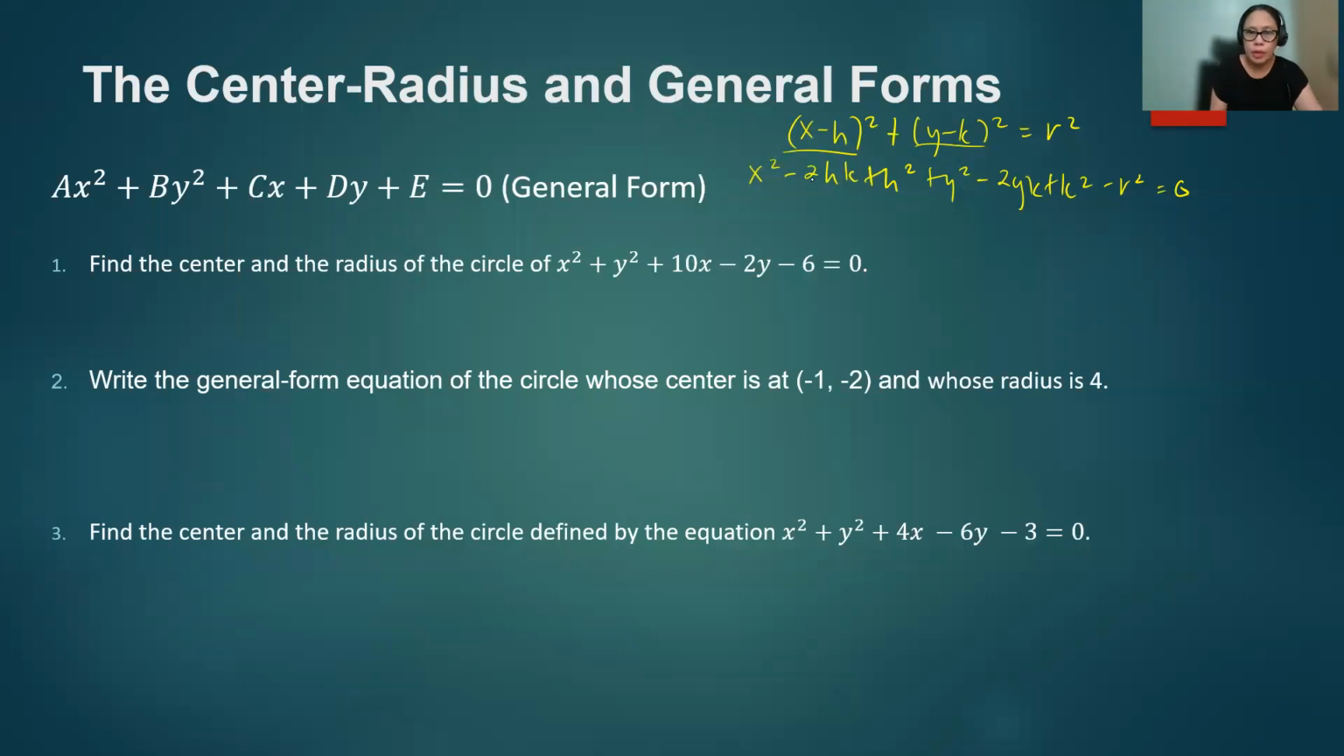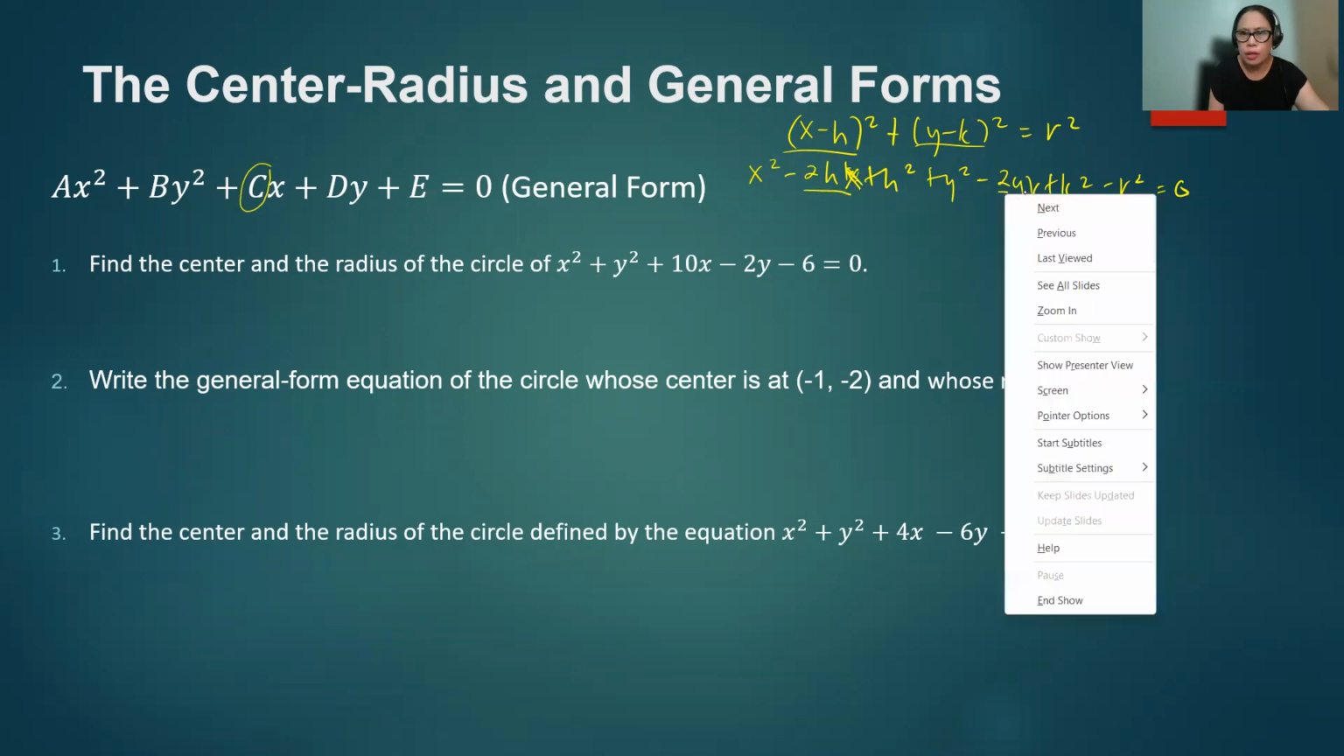Now, this minus 2h here, class, is the coefficient of, this has to be x, rather. This must be x. This minus 2h is the coefficient of x here, and this minus 2k here is the coefficient of y, which is d.